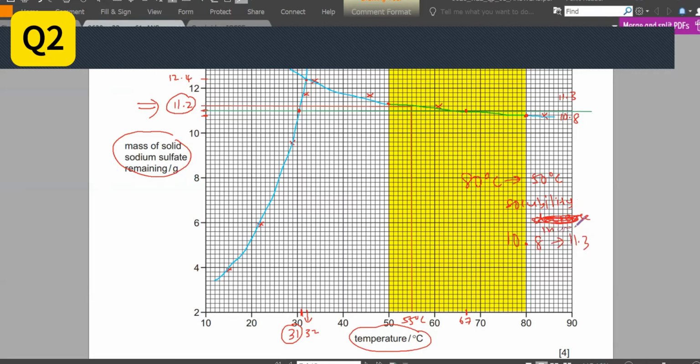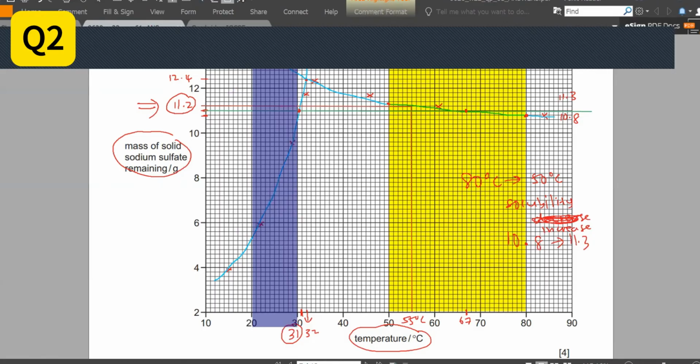So when we cool something down, for example, between 20 and 30, the solubility decreases. When the solubility decreases, what happens? It will crystallize. We will get the solid crystallized out.